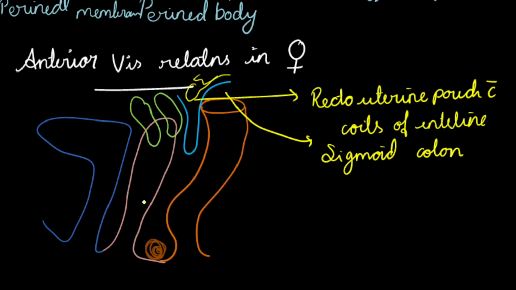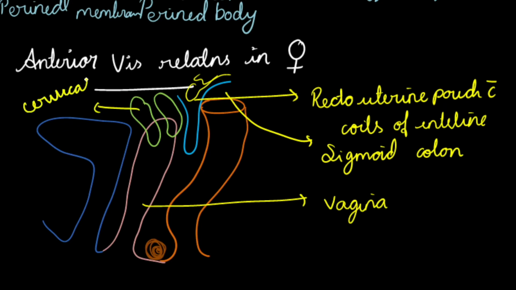And then in case of lower one third, we can see the vaginal portion in front of the rectum. And this green one is indicating the cervical arch. And this is our urinary bladder. And this is the urethra. So I'm just repeating again, in case of anterior relationship, we are having the rectouterine pouch and coils of intestine along with sigmoid colon. And in case of lower one third of the rectum, we are having vagina.